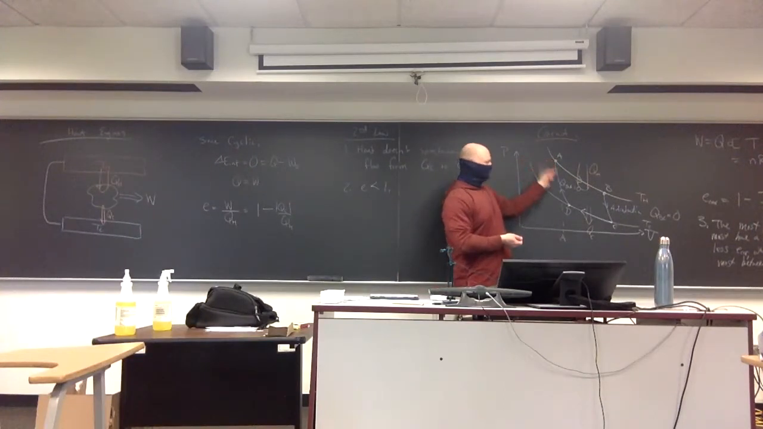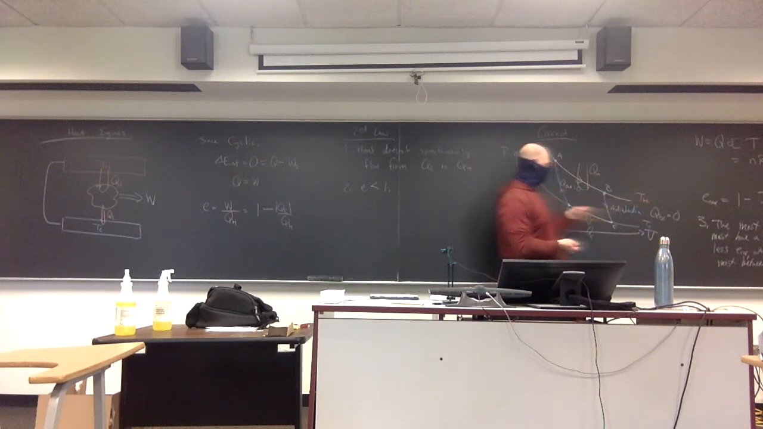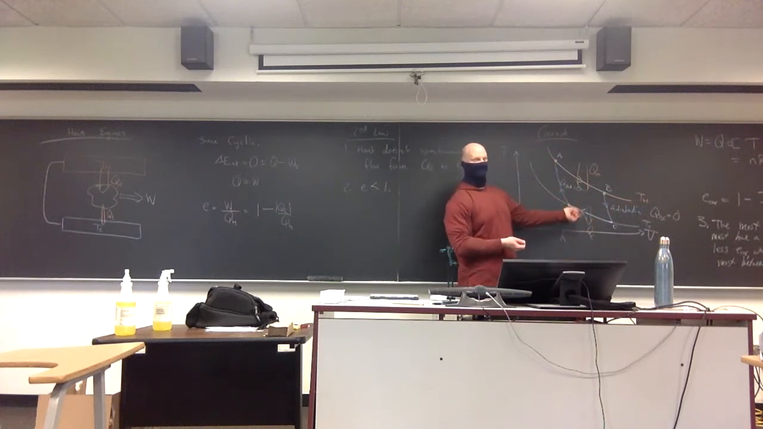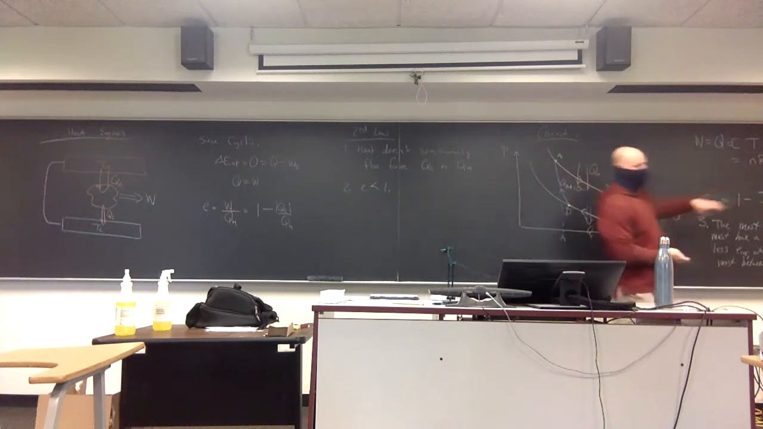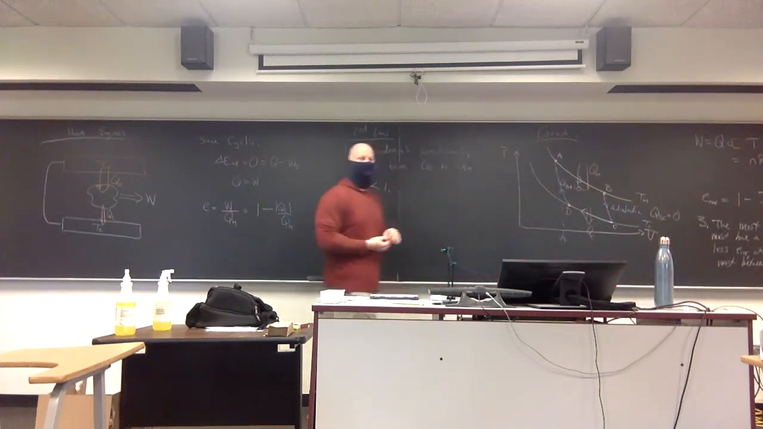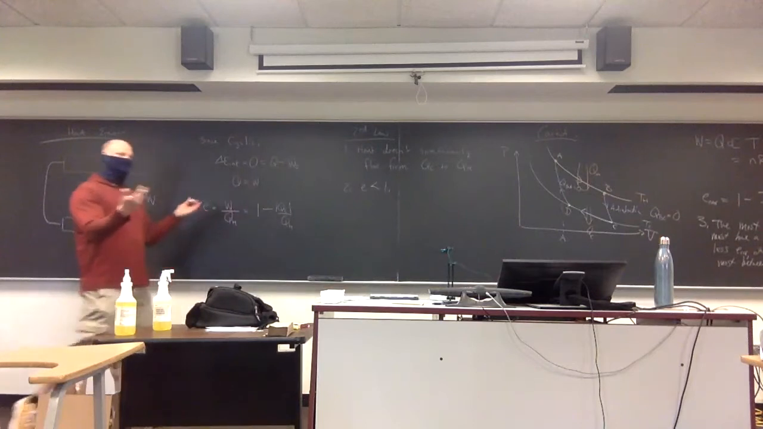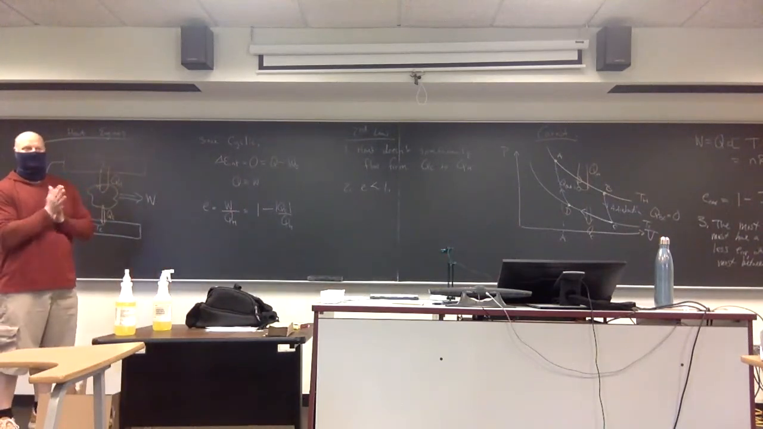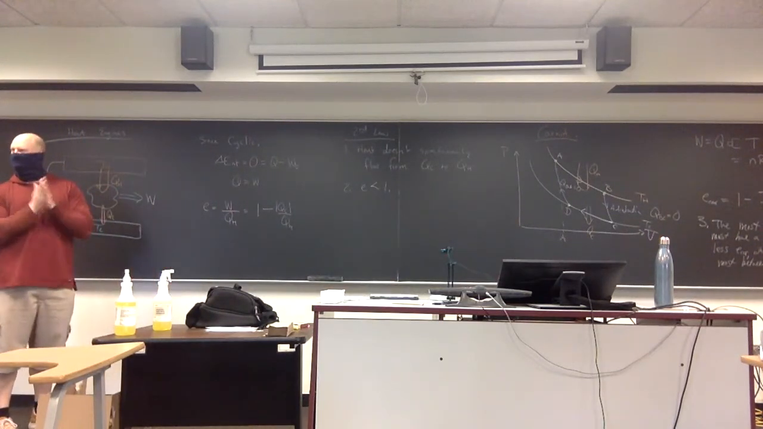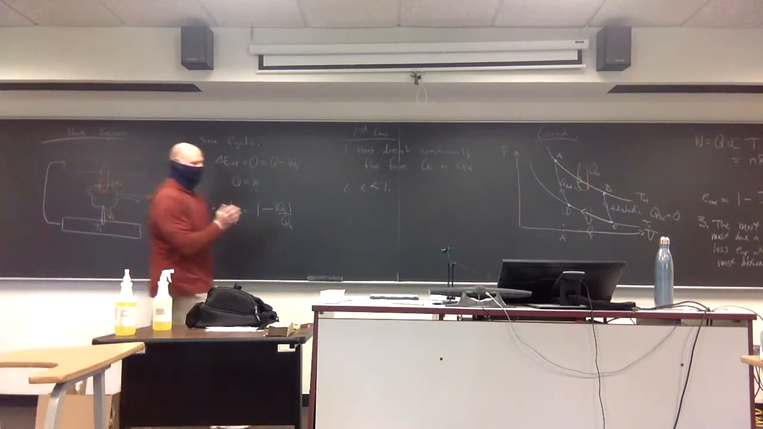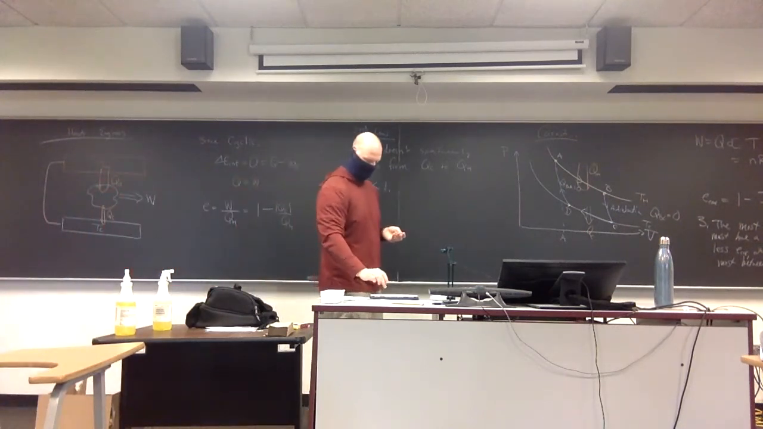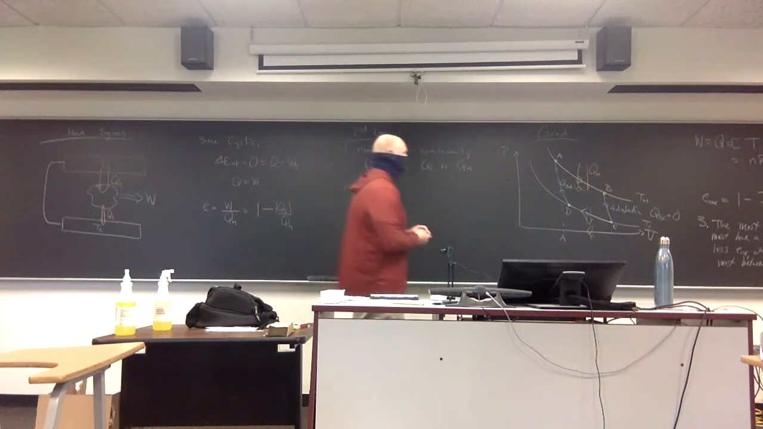The only way to make this 100% efficient is to make T cold 0, which means it would have to run at 0 degrees Kelvin, which is not going to happen. So this is our second law of thermodynamics. So this is our Carnot.